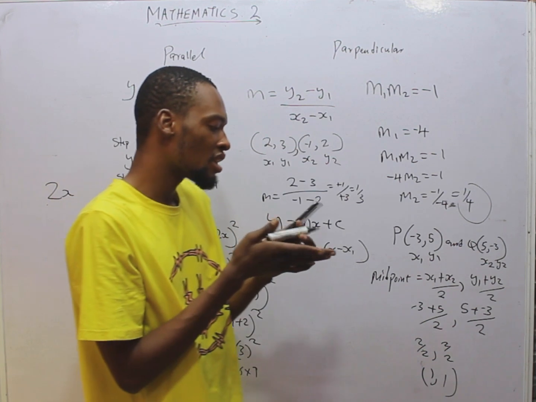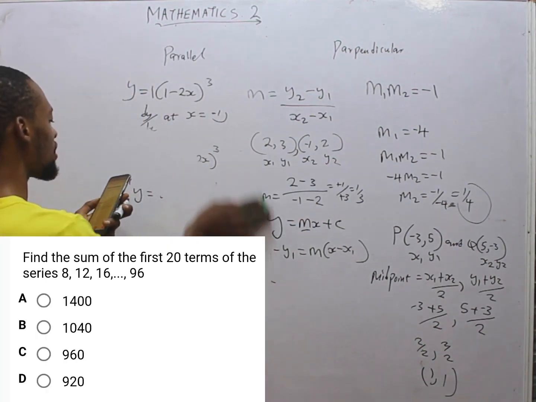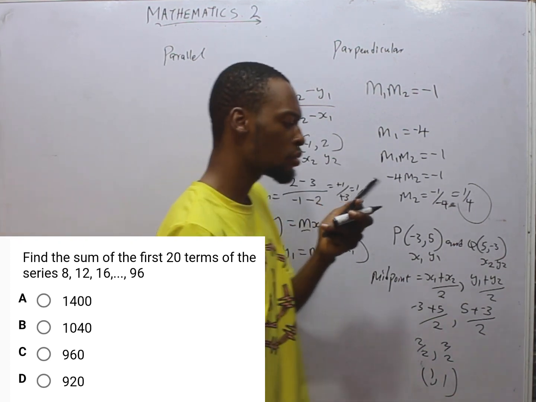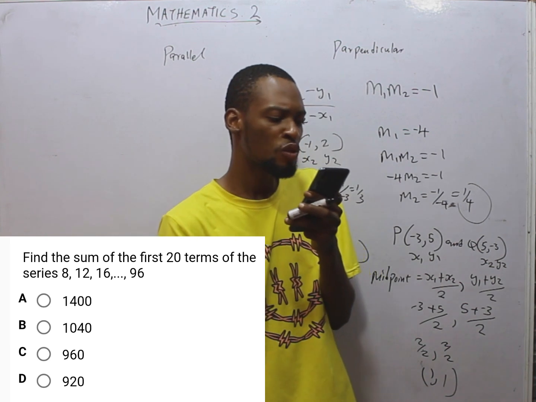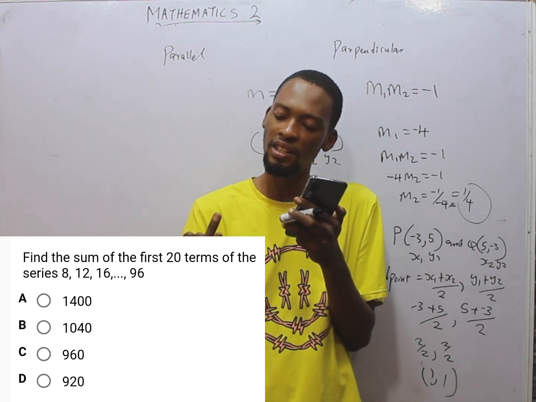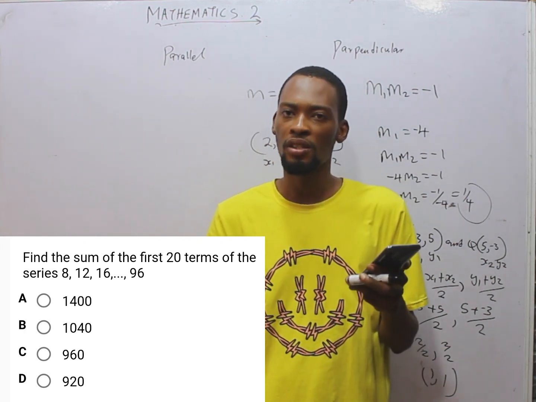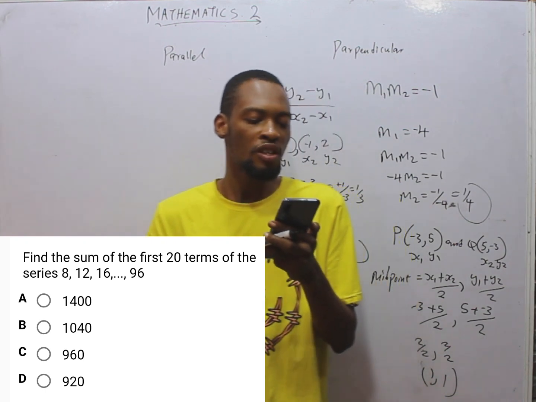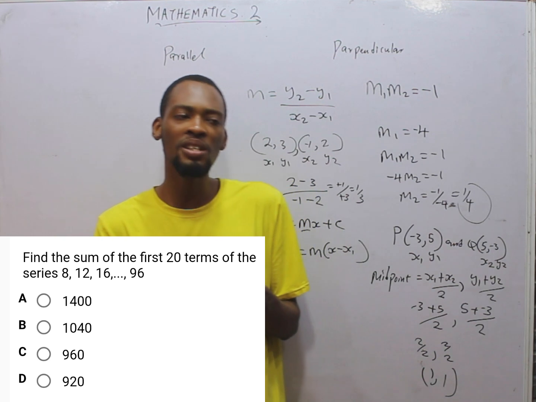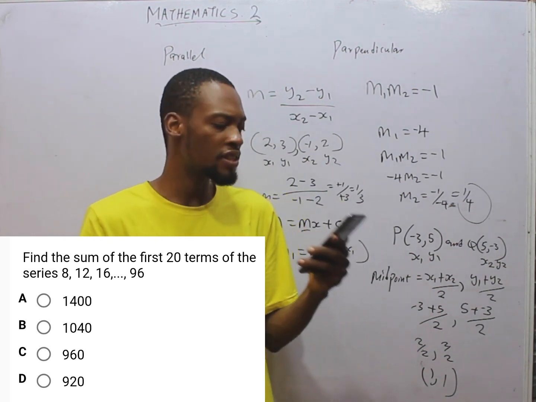And this one says, find the sum of the first 20 terms of the series. Sum of the first 20 terms. Looking at the terms, 12 minus 8, 4. 16 minus 12, 4. So it has common difference, which is 4. 12 divided by 8 is not the same thing as 16 divided by 12. So it is obviously not a GP, it is an AP because of common differences.